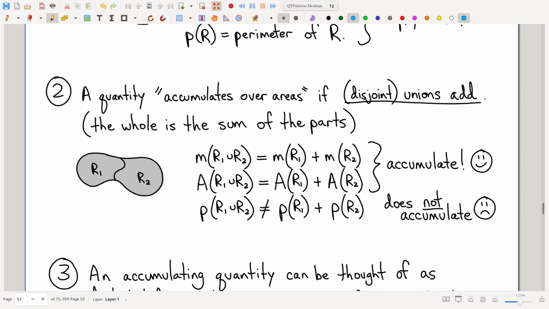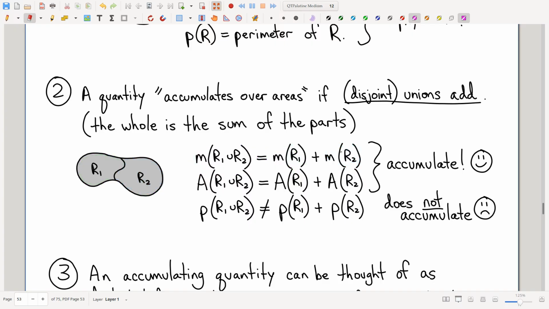And all I'm doing here is making the observation that disjoint unions add. In other words, if I look at how much mass is in the green region, and if I look at how much mass is in this blue region, and then if I look at the union, the whole, is purple equal to green plus blue? Well, of course it is. That's how mass works. That's how population works. That's how area works. Accumulating quantities are all over the place.